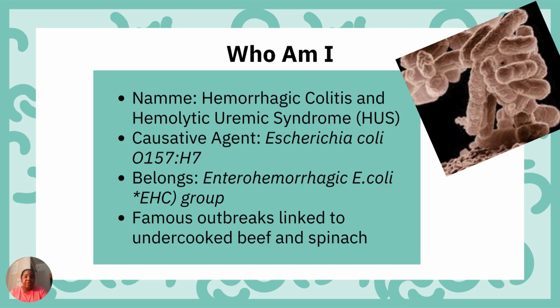This strain is part of the enterohemorrhagic E. coli group, which produces Shiga toxins. These toxins can damage intestinal cells and blood vessels. Unlike conventional E. coli that aids in digestion and vitamin K production, E. coli O157:H7 is pathogenic and can cause severe disease even with a low infection dose. As few as 10 to 100 organisms can lead to illness.